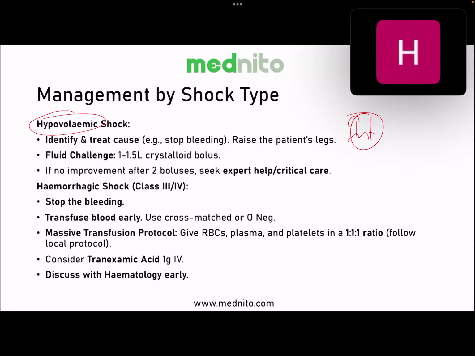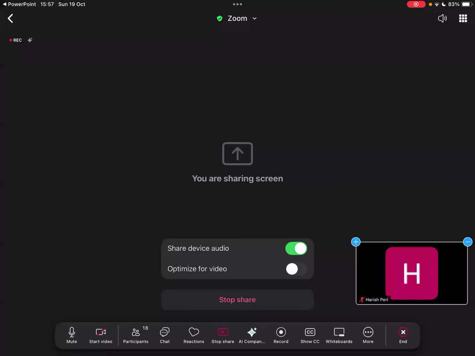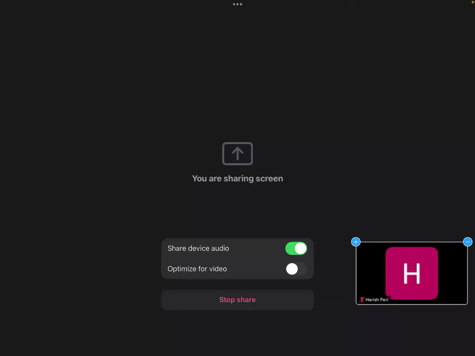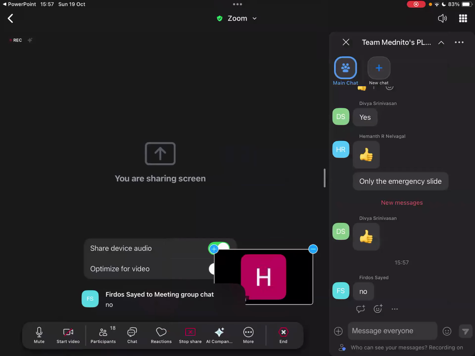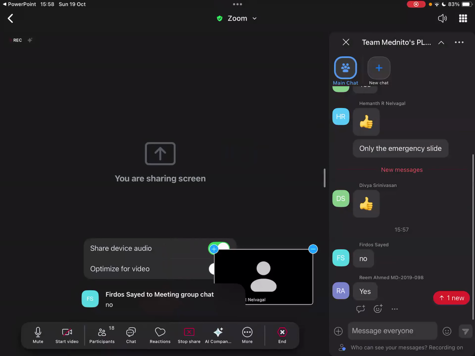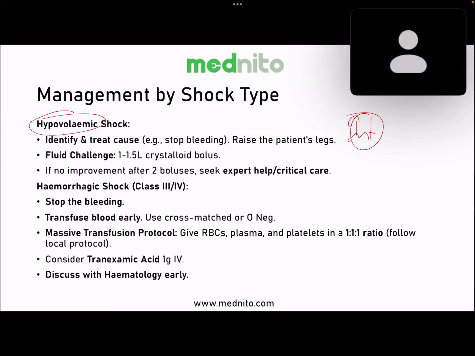All right. Can everyone see my screen? Can you say yes? Can you say no? Yes. And are you able to see the screen by management of shock?